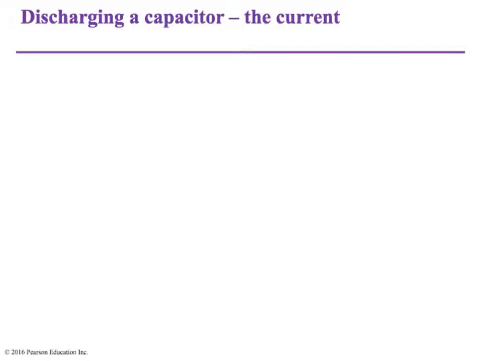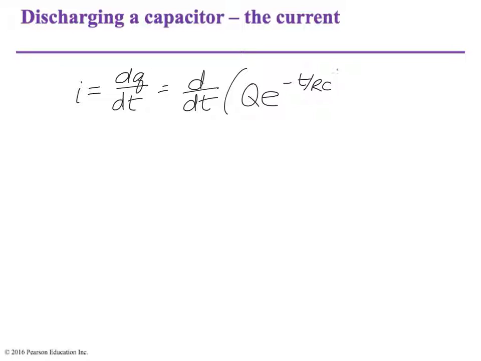If I want to look at the current, it is equal to the derivative of Q with respect to t. So I'm taking the derivative of this, and we get e to the minus t over RC. So this is what the current looks like with respect to time. The negative sign is simply because the direction of the current is opposite to the direction that we assumed.